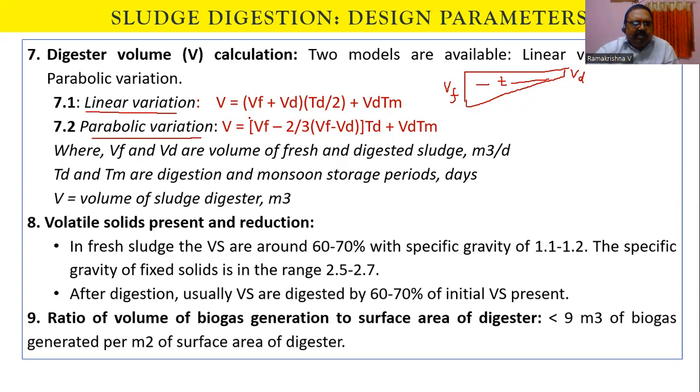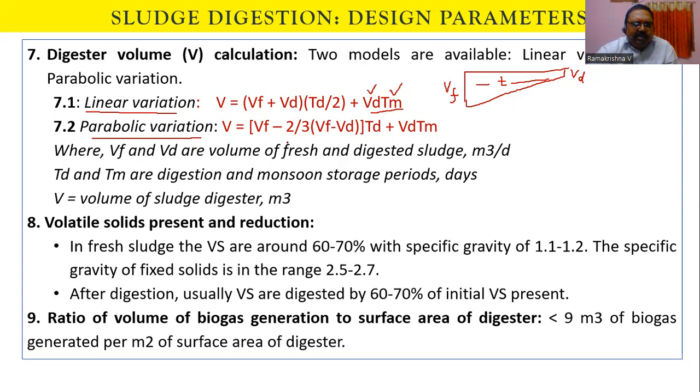For this, what we take is the average of VF plus VD, by 2, into TD. VF is the volume of the fresh sludge, VD is the volume of the digested sludge. By 2, we are taking the average, and TD is nothing but the digestion period, plus VD into TM. This is your monsoon storage. TM is the monsoon period, usually 60 days, and VD is the digested sludge. You are keeping extra in the tank.